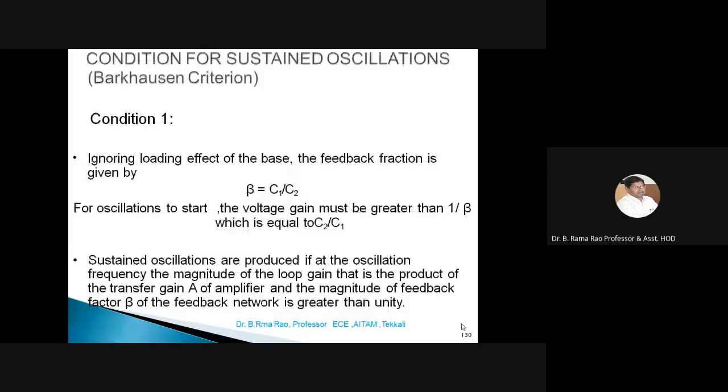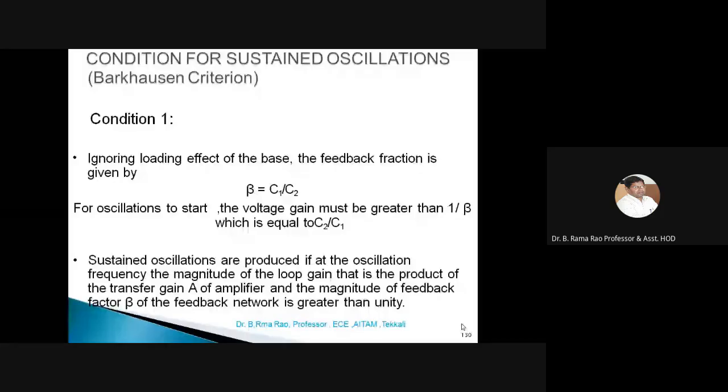In conditions, I mean the beta. Beta is nothing but the feedback ratio. The beta should be C1 by C2 in case of Colpitts, and in case of Hartley, that is the L1 by L2. Okay, for oscillation to start, the voltage gain must be greater than 1 by beta. 1 by beta is nothing but C2 by C1 in case of the Colpitts oscillator and L2 by L1 in case of the Hartley oscillator.